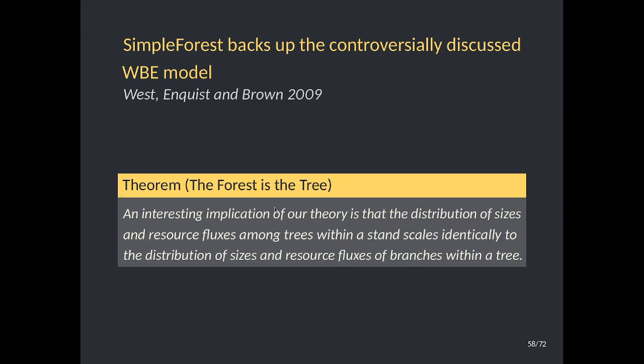So they also have another hypothesis: the forest is a tree. An interesting implication of our theory is that the distribution of sizes and resource fluxes among trees in a forest scales identically to the distribution of sizes and resource fluxes of branches within a tree. So if we have one large tree and 4 small trees, we have one large branch and 4 small branches within a tree. Something in that direction. I hope you get it. I mean, in the end you need to read the whole paper.